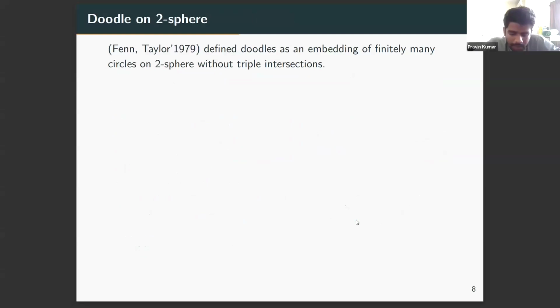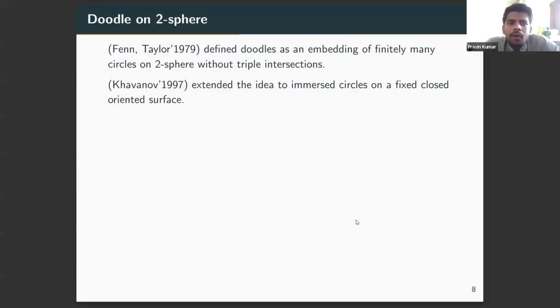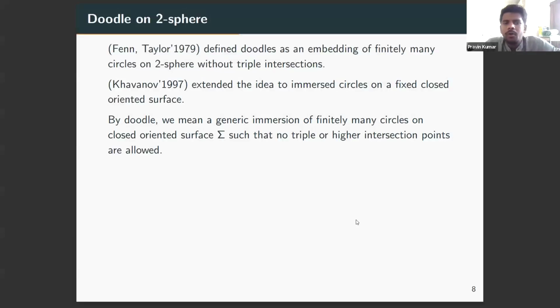One reason to study these twin groups is their connection to this low dimensional object called doodles on the two-sphere, which is also called planar knot theory. In 1979, Fenn and Taylor defined a doodle as an embedding of finitely many circles on the two-sphere without triple intersection. Later, Cohen extended this idea to consider an immersion of circles on a fixed closed oriented surface. So by doodle, we mean a generic immersion of finitely many circles on a closed oriented surface such that no triple or higher intersection points are allowed.